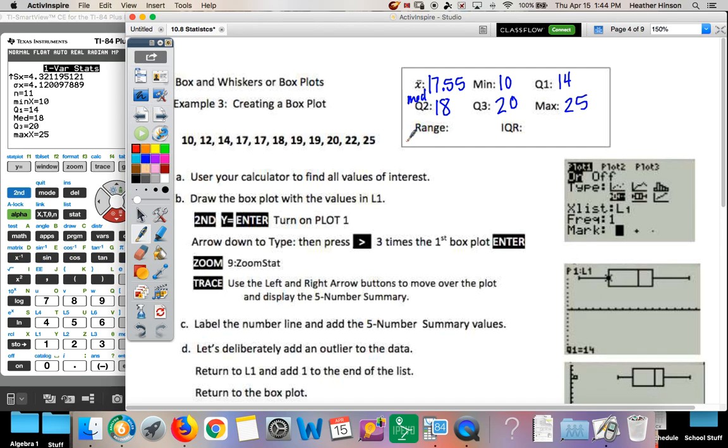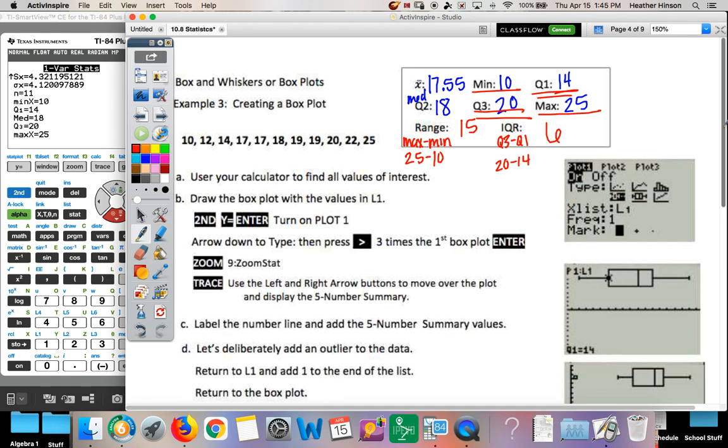To get your range, again, we do max minus min. So 25 minus 20. Oops, not the right spot. Sorry, not 25 minus 20. 25 minus 10, which is 15. Sorry. And then your IQR, your interquartile range, is your Q3 minus Q1. So that is 20 minus 14, which is 6.